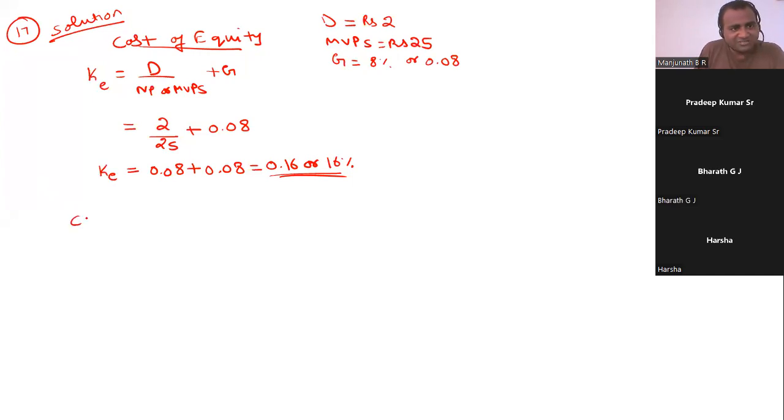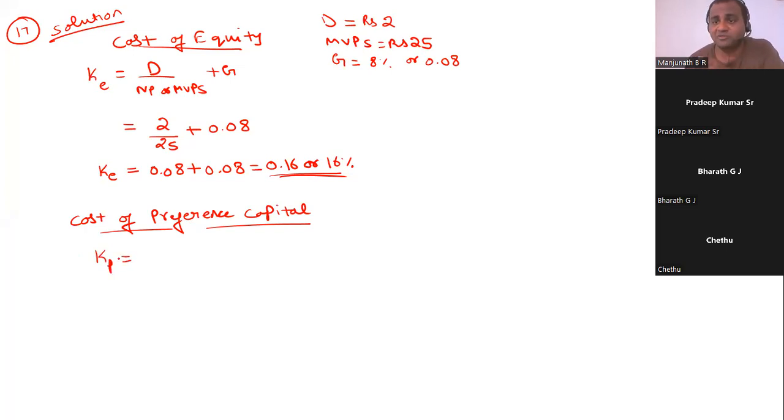Very good. Now let us go for cost of preference capital. Those who are on unmute, you will have to manage the background noise. If it is clear, you can be on unmute all the time. I have no issues, but your interaction is much appreciated.